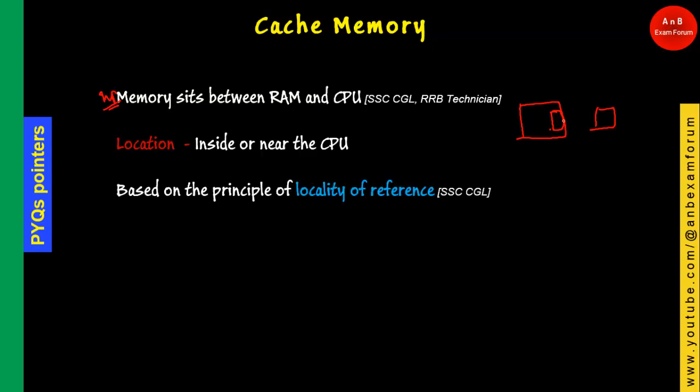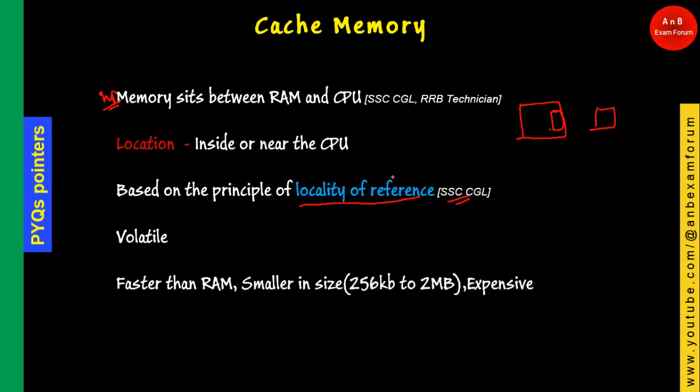Coming to the next, this one in the last year we have seen in the CGL, a very difficult one. On what principle is this cache memory used? It is based on the locality of reference. Means the nearer the data, the nearer will be the reference. Okay, the faster it will be. So the locality of reference principle is used in the cache memory. And obviously it is volatile because it depends upon electricity to operate.